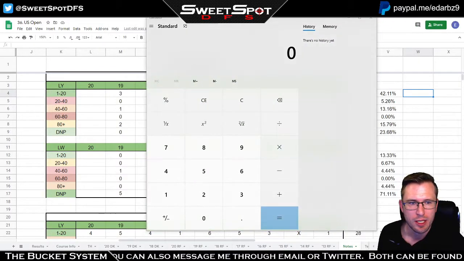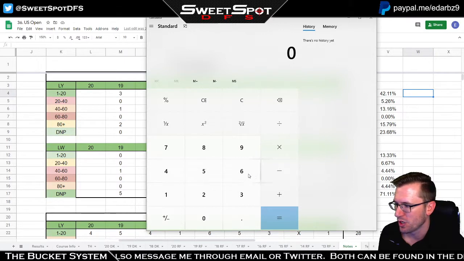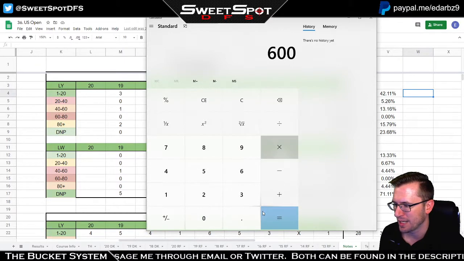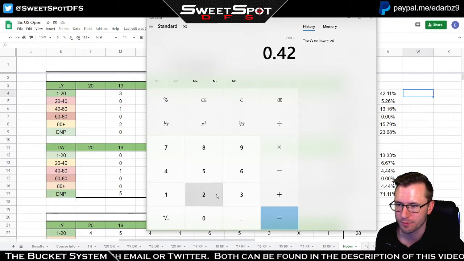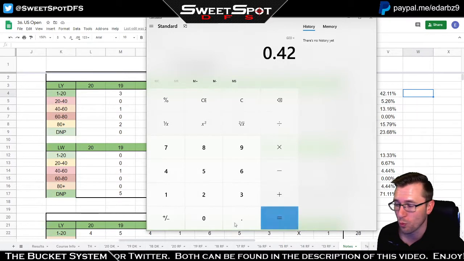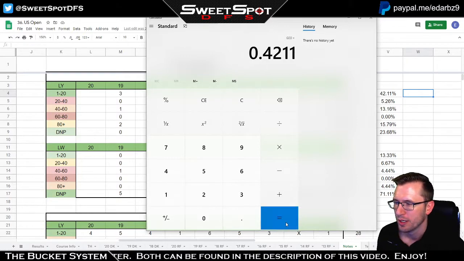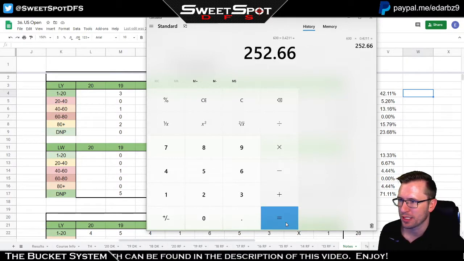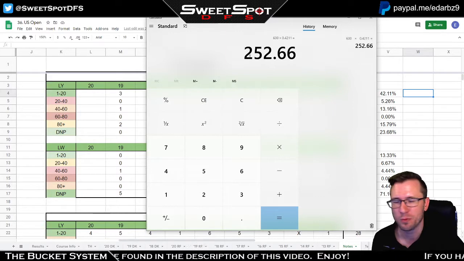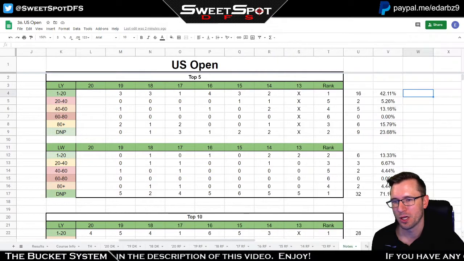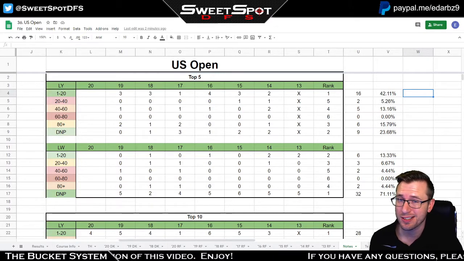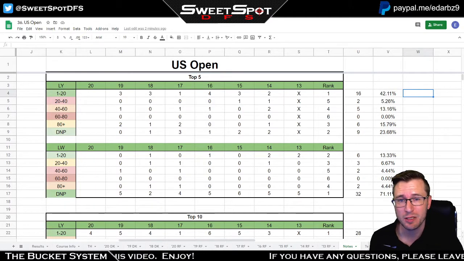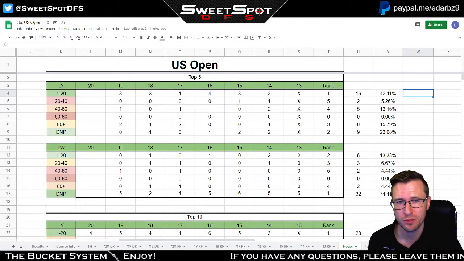Okay, so here's the calculator on the screen. So again, if I were to use that 600 times 0.42, easy way to do percentages, but I could go 42.11, and what this number is going to give me is 252.66. So the overly complicated version of this is, out of my 600 positions, I can play 252 of those as last year ones.